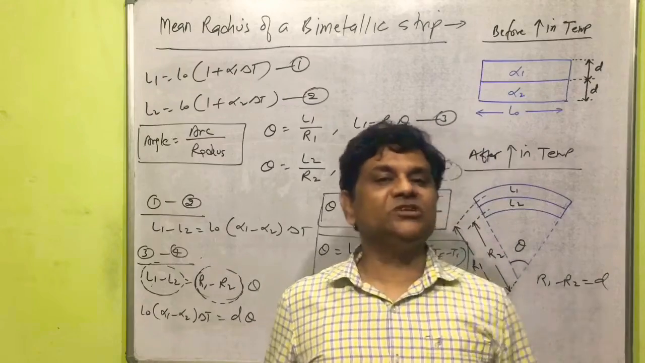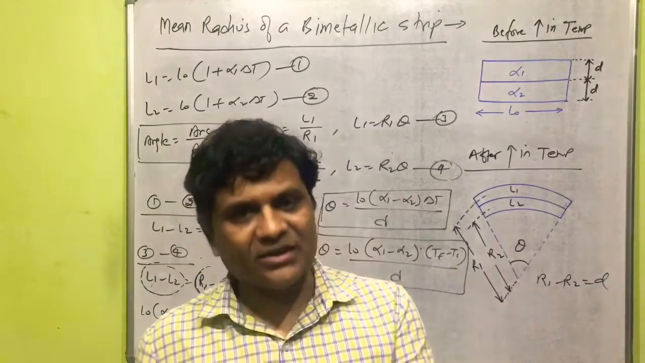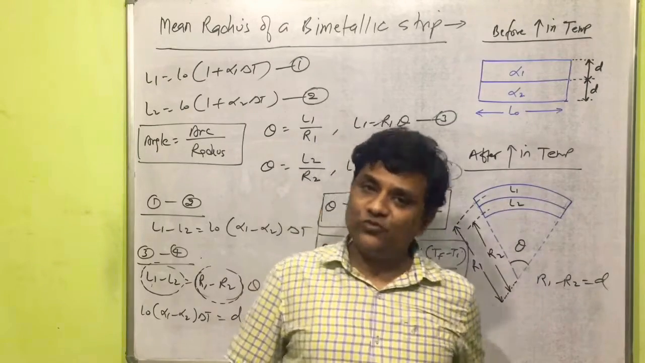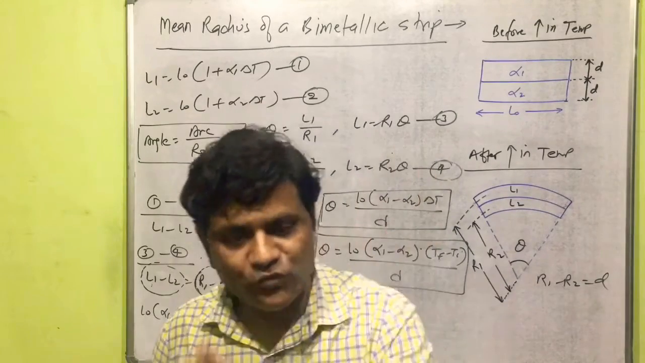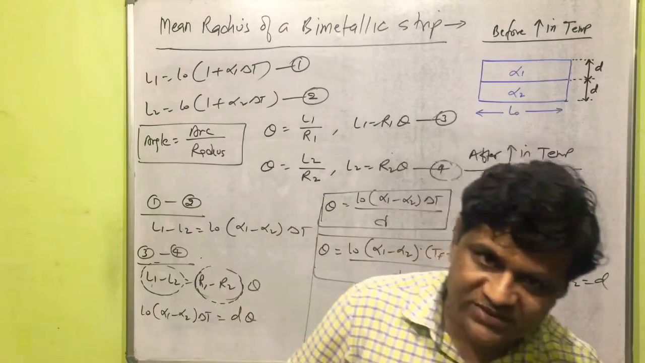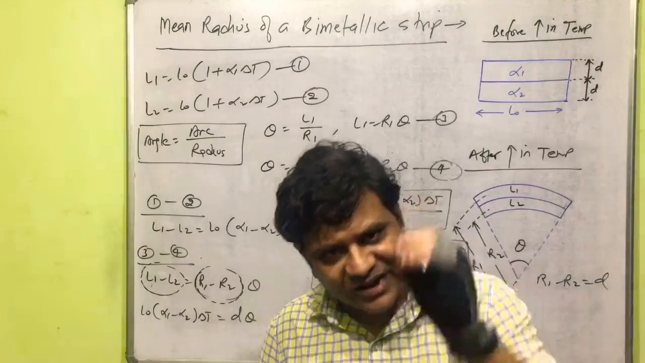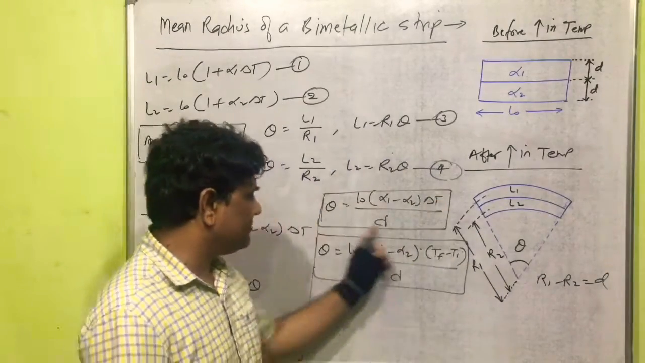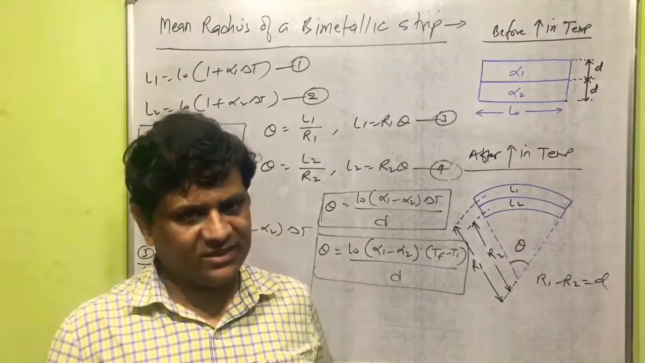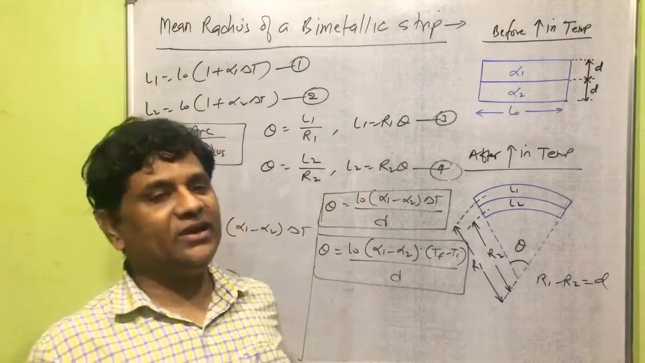Now one important question is possible to arise here: a bimetallic strip is used to measure temperature. How is a bimetallic strip used to measure temperature, or how can a bimetallic strip be used as a thermometer? We will clear this doubt with the help of this relation.